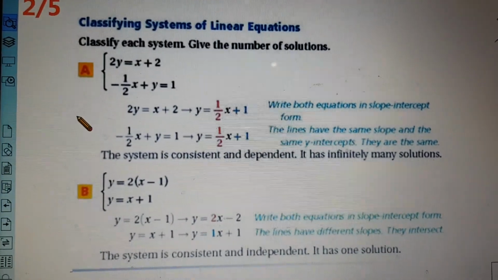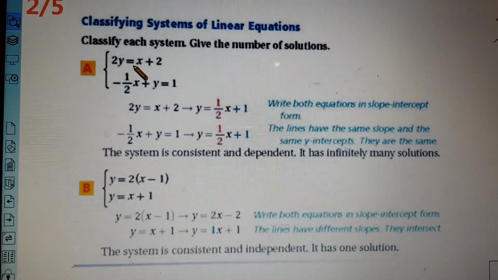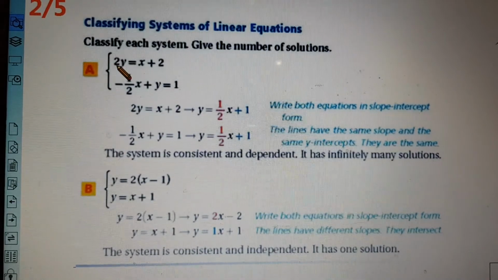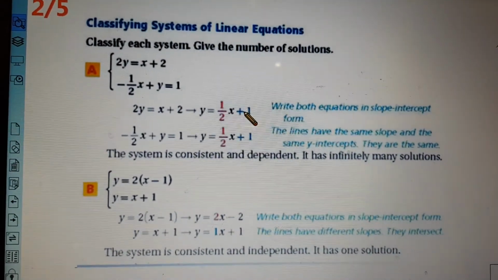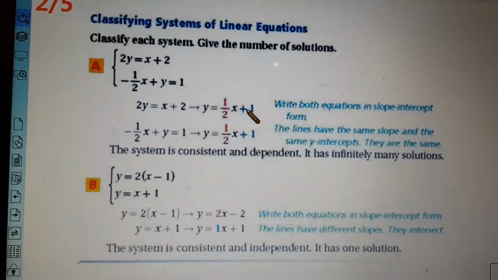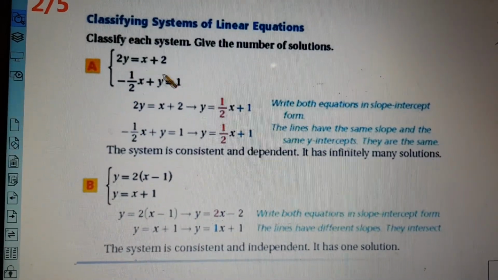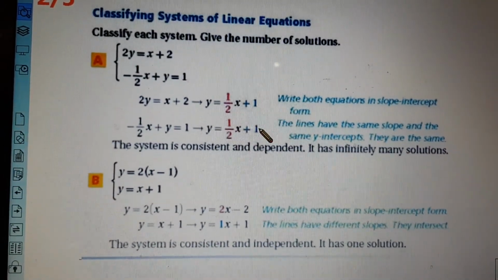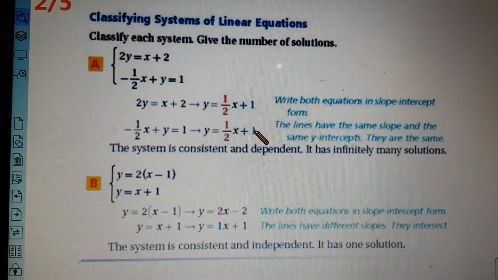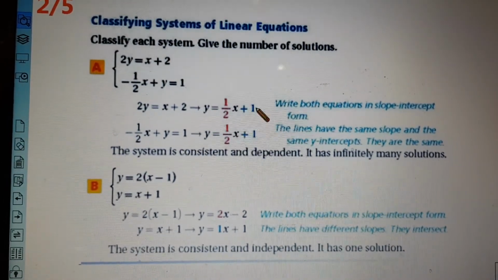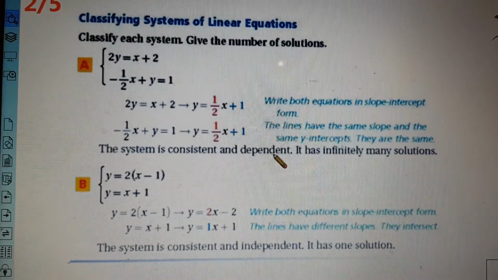First, before lesson 5.5, let's solve an example. Divide by 2 to keep y alone. So y equals 1/2 x plus, when you divide 2 by 2, it will be plus 1. And the second one, keep y alone, move negative 1/2 x to the other side, it will be positive 1/2 x. Compare, can you see? Same slope and same y-intercept.